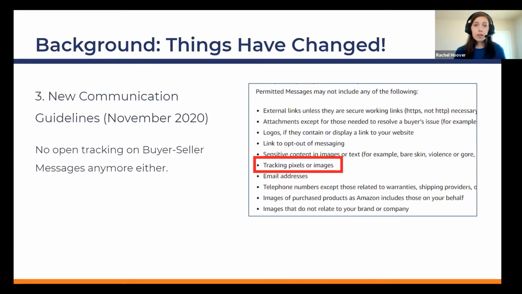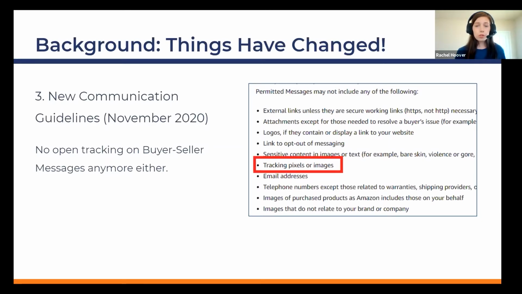And lastly, this past November, Amazon released new communication guidelines that changed what you can send through buyer-seller messaging. We did a whole webinar back in September on those changes when they were first announced. So you can see the recording of that webinar for complete details. Franz is sharing the link to that recording in the chat right now.